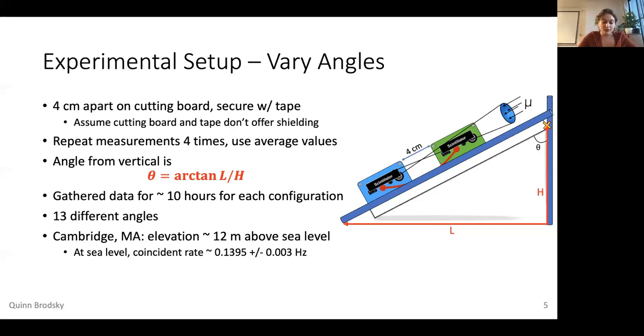For each of these angles, I gathered the data for about 10 hours at roughly the same times every day. And I used 13 different angles from the vertical, from 0 to pi over 2, where pi over 2 is horizontal. And the detectors are sensitive to altitude. So it's important to note that I took this at 12 meters above sea level in Cambridge, where the coincident rate is roughly about 0.14 hertz if the detectors are stacked on top of one another.